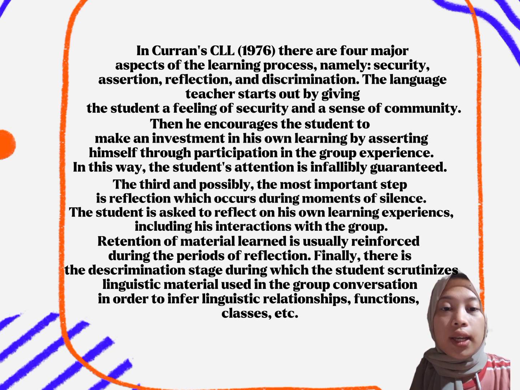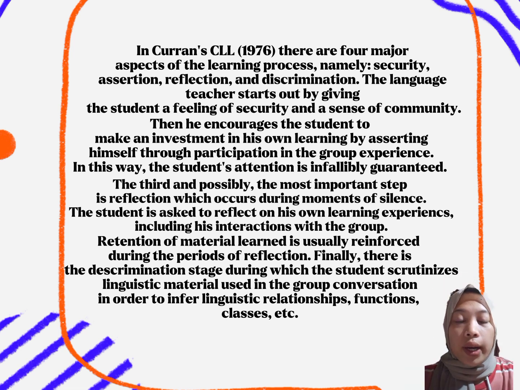In Curran's CLL, 1976, there are four major aspects of the learning process, namely security, investment, reflection, and discrimination. The language teacher starts out by giving the students a feeling of security and a sense of community. Then he encourages the students to make an investment in their own learning by asserting themselves through participation in the group experience. In this way, the student's attention is infallibly guaranteed.